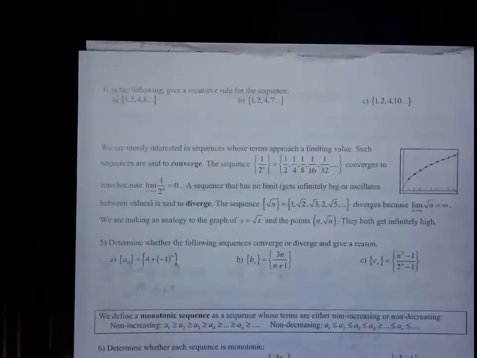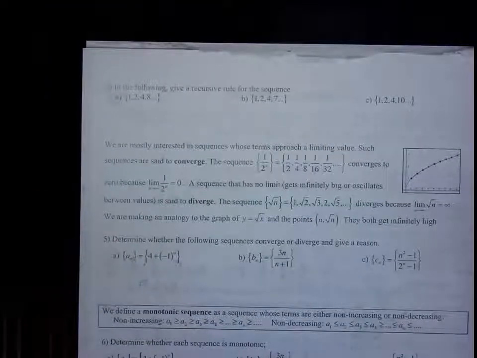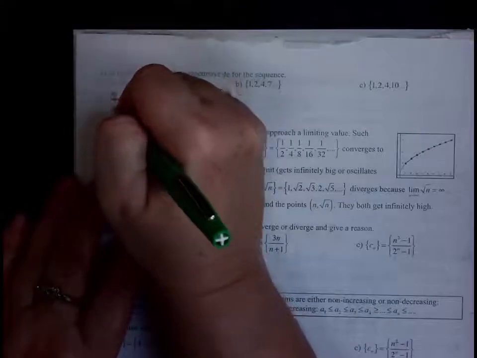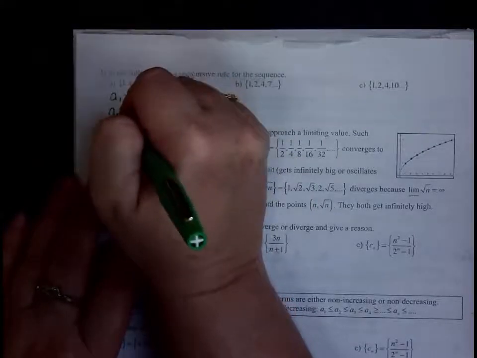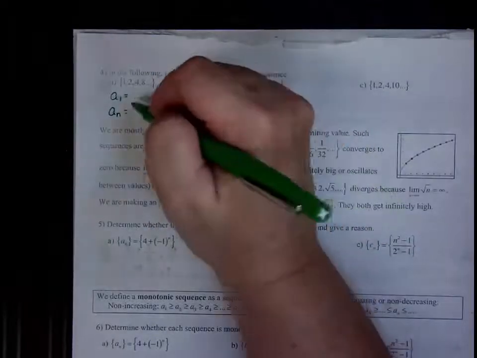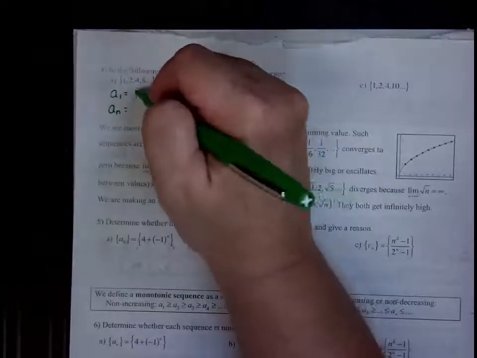We're going to do just a couple of these, and I think these are actually a little bit easier. Now we're going to write a recursive rule. Remember, recursive rules have two parts, the A1 part and the An part. So what is the first term? A1 equals 1. That's the first part.